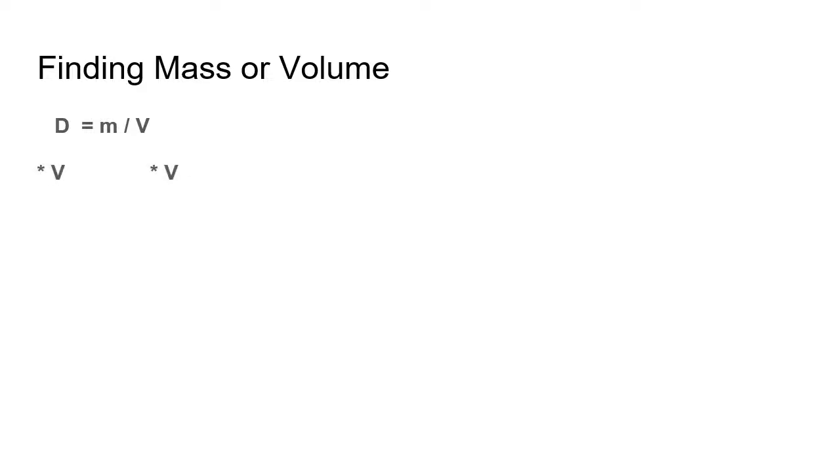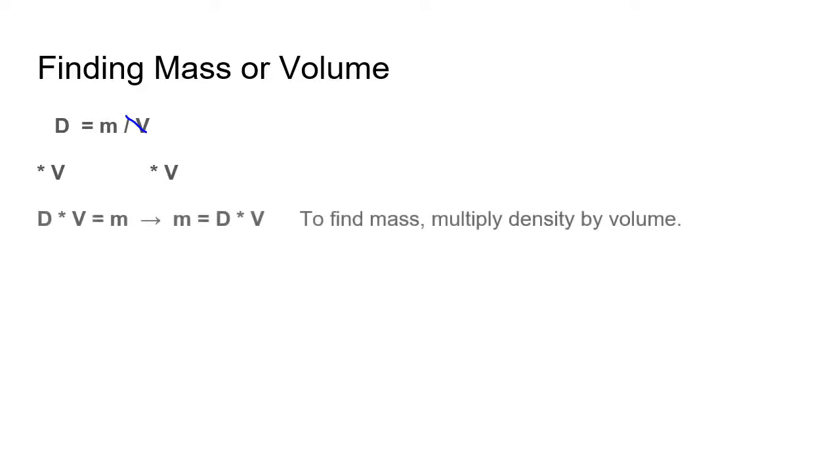So I'm going to multiply both sides by V. That's going to cancel off this, and we get density times volume equals mass. I'm going to rewrite that as mass equals density times volume. Write that down and save it, okay? To find the mass, you multiply density by volume.